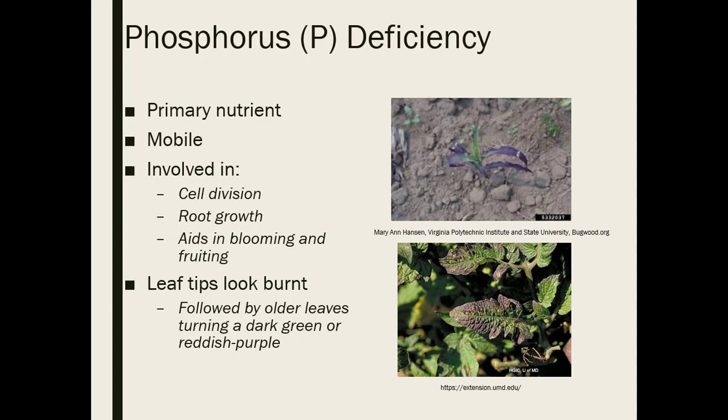Phosphorus is also a mobile nutrient. It's a primary nutrient involved in cell division, blooming and fruiting, etc. So the leaf margins are going to look burnt, and then you will have dark green or reddish purple lower foliage.